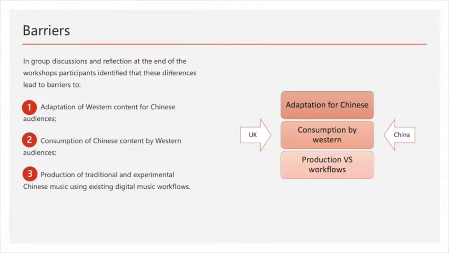The differences in context of digital music platforms in the UK and China lead to barriers to the adaptation of Western content for Chinese audiences, the consumption of Chinese content by Western audiences, and the production of traditional and experimental Chinese music. Now, these barriers are largely due to the inherent bias of contemporary music workflows, practices, and technologies to Western musical traditions. This makes it difficult to, for example, access and operate in the music sector of the Chinese creative industries from outside China, access, understand, and exploit Chinese music and musical instrument collections, and to treasure, embrace, and reimagine Chinese intangible cultural heritage in the global digital age.